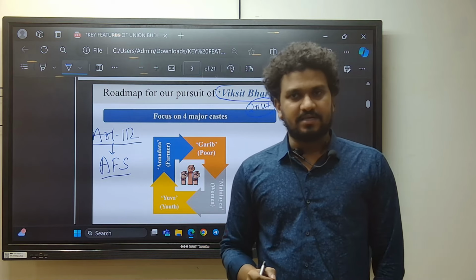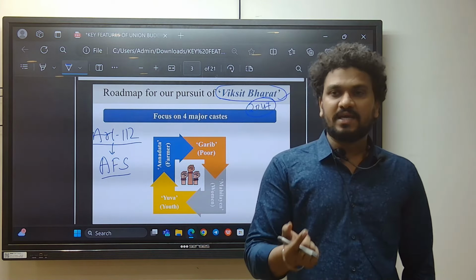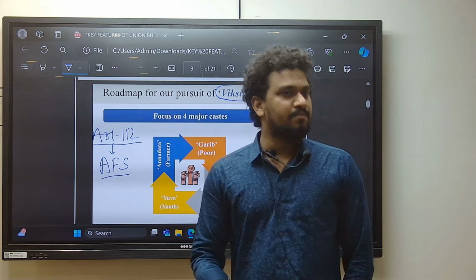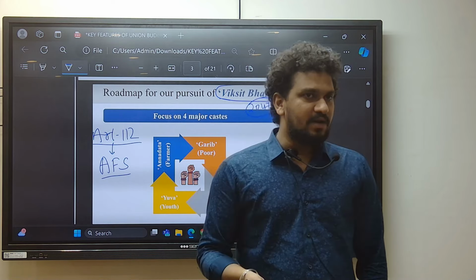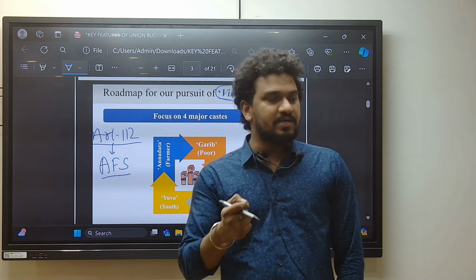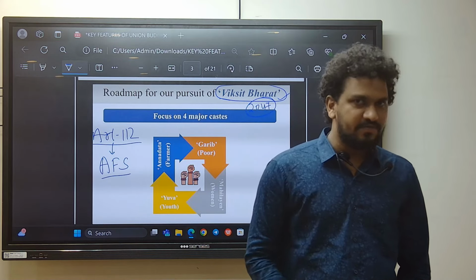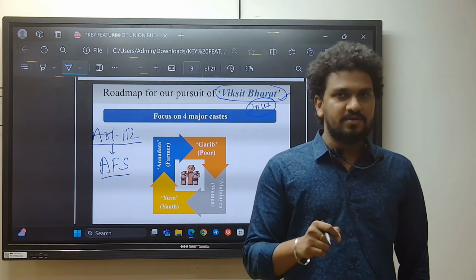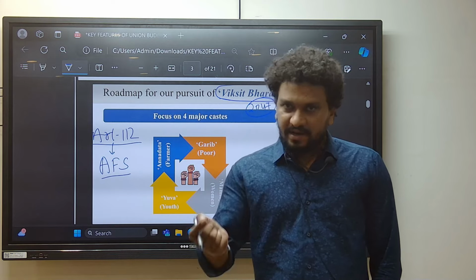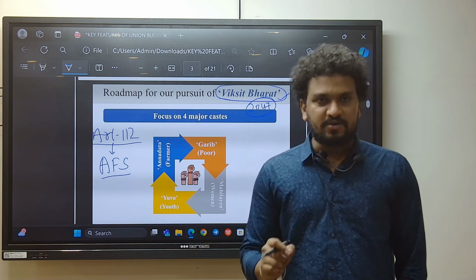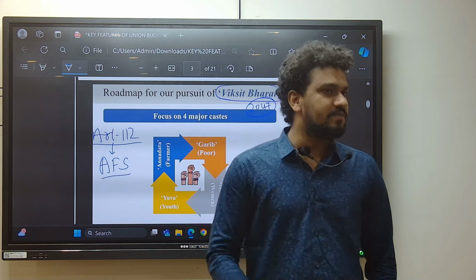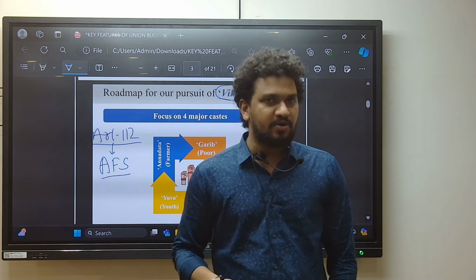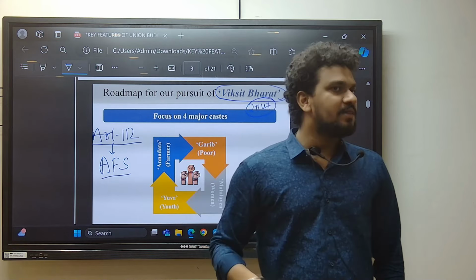When I say budget, budget is something like the preamble in simple terms. Why? Because if you look at the preamble, it gives you certain ingredients of the Constitution of India. Similarly, budget is also like a preamble, where it talks about justice, equality, and liberty of various sections of society. If you look at the budget document, it will mention all these aspects.